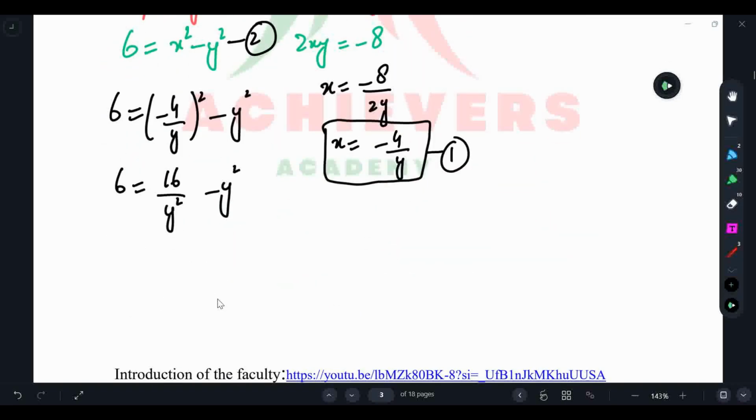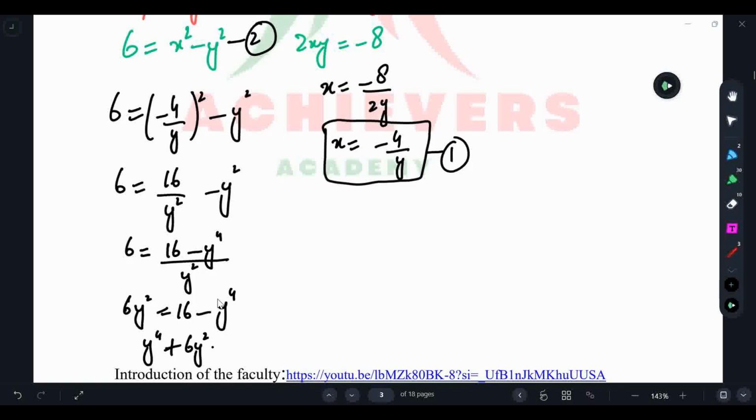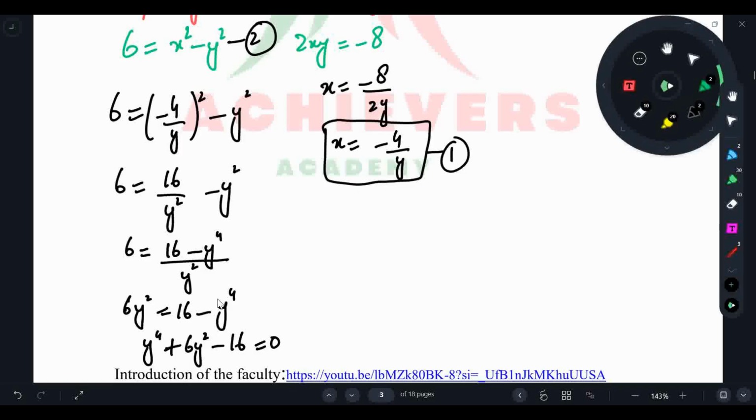If we take the LCM, this will be 6 is equal to 16 minus y to the 4 divided by y squared, and finally we will have 6y squared is equal to 16 minus y to the 4. So y to the 4 plus 6y squared minus 16 is equal to 0. So this will be the quadratic equation. They were saying to make a quadratic equation, so this will be the quadratic equation. Now this one is not the final answer. Now we need to solve it.